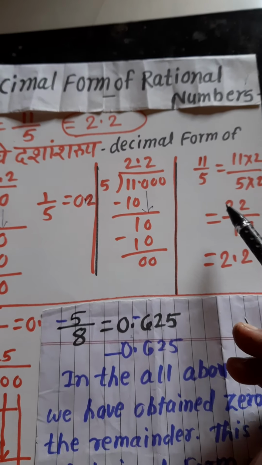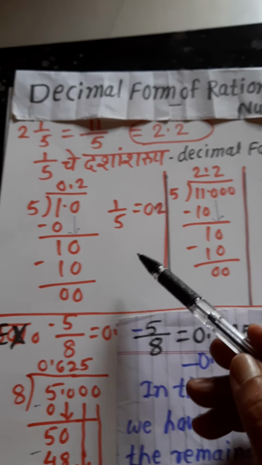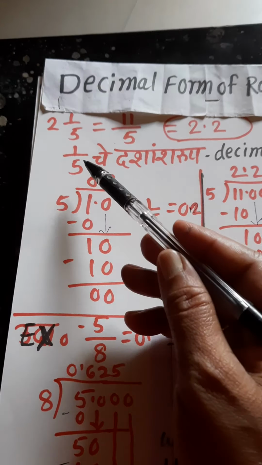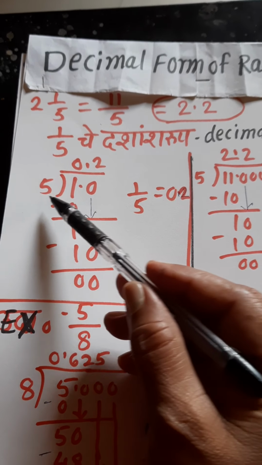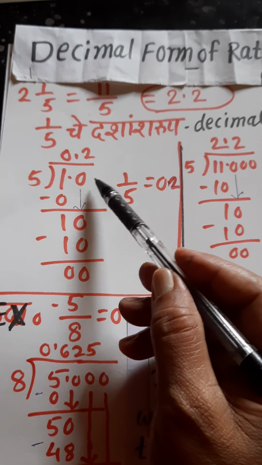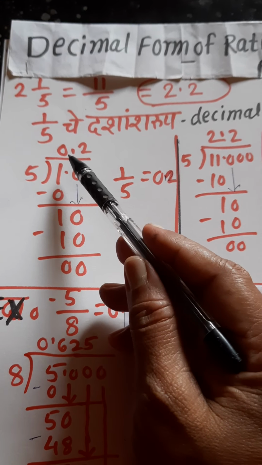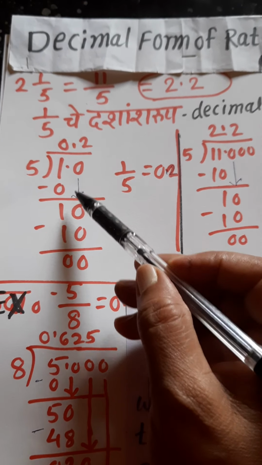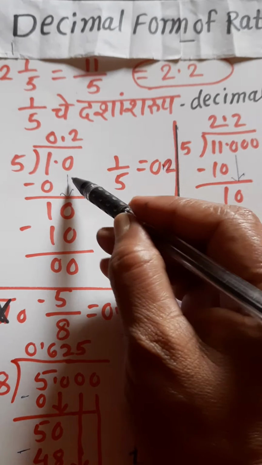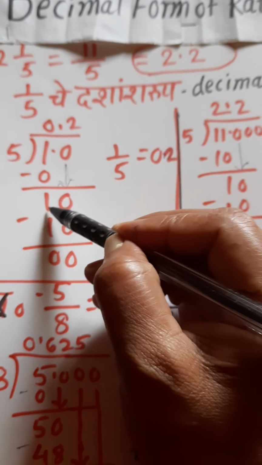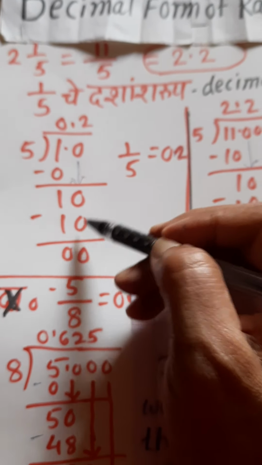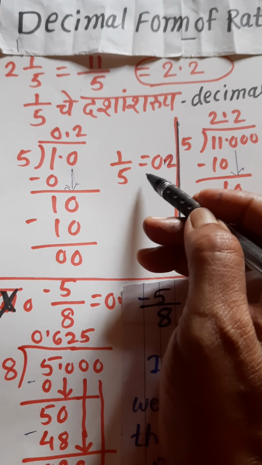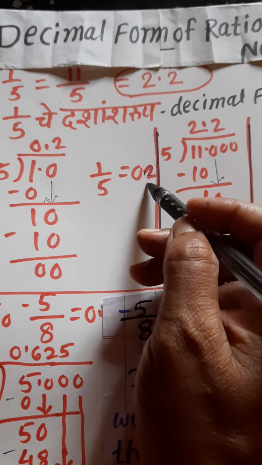There are three ways to calculate the decimal form. First, see 1 upon 5, that is 1 divided by 5. Take 1 and give it 0, that is 10. 5 2s are 10, so 1 upon 5 is equal to 0.2.